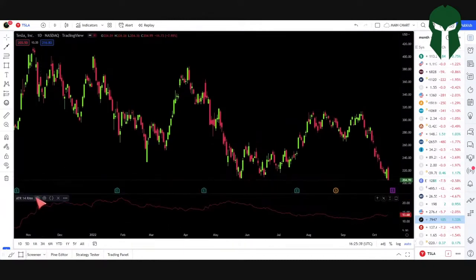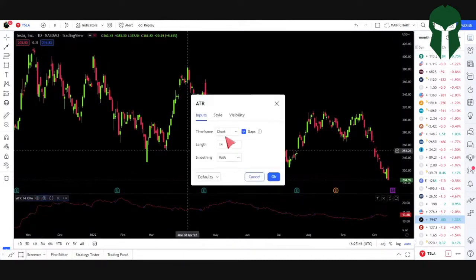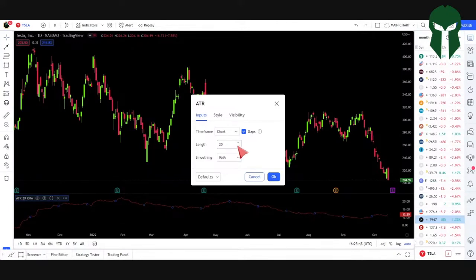Now, simply click on the settings, change the length of this to 20. Okay. RMA, smoothing. Now, EMA, exponential moving average. Why am I using an EMA? Because they front load EMAs. So I want to know the most volatile time now. So you're going to use a 20 length EMA.